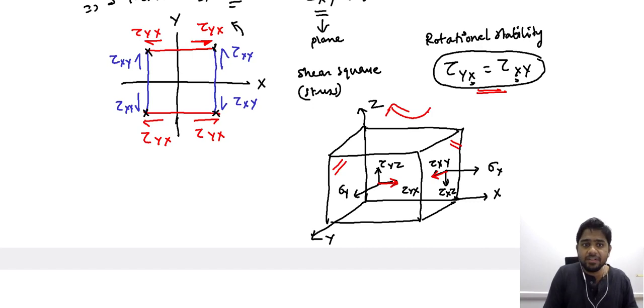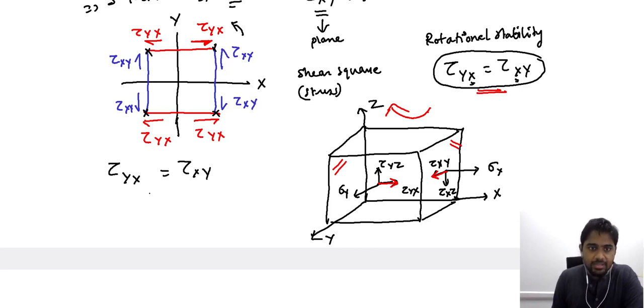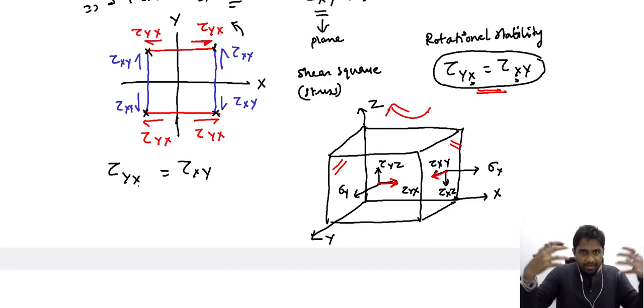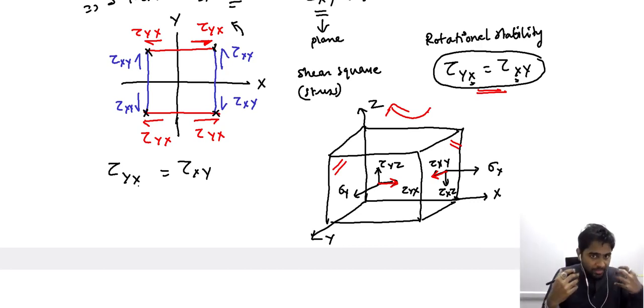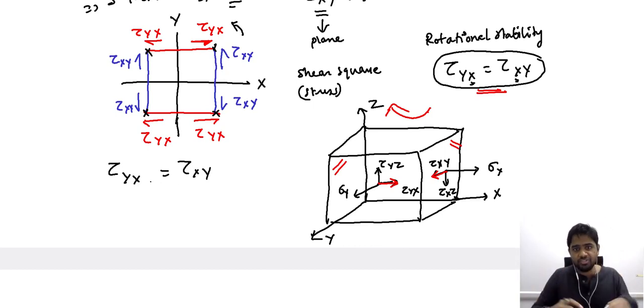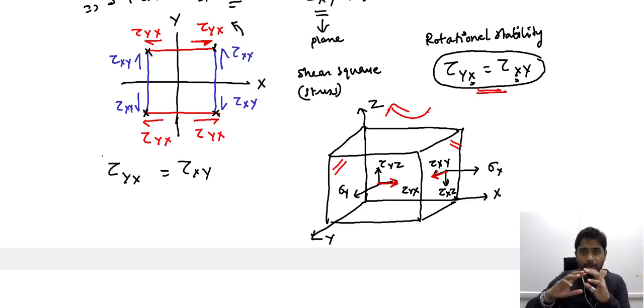So what is the significance of this relation? When you have such a relation, that is tau yx is equal to tau xy, and you consider it from a purely numerical perspective, what it essentially means is that even though we interchange the subscripts, the value of the stress is going to remain the same. This is purely a numerical perspective, without considering any physical attributes of what these individual parameters mean.